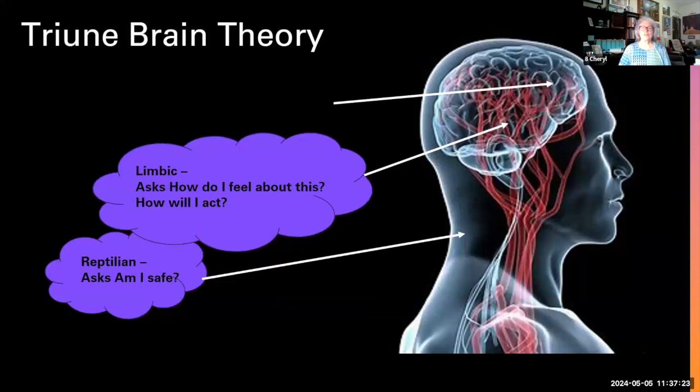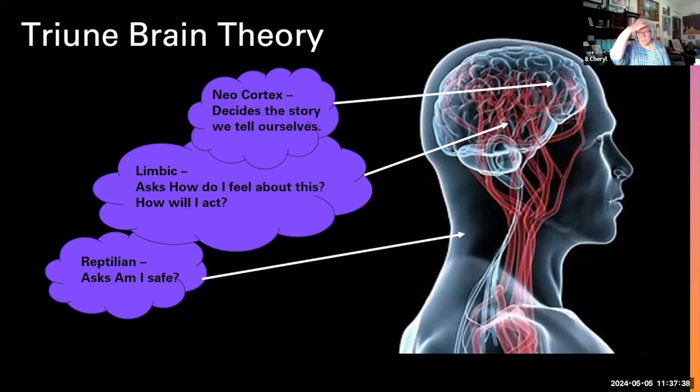The next part of the brain is the limbic system, and it is always asking, how do I feel about this, whatever this is, and how will I act? It's making that decision. And then the third part of the brain of the triune brain theory is the neocortex, which is the part of the brain up front, and it is the part of the brain that learns. And it decides the story that we will tell ourselves.